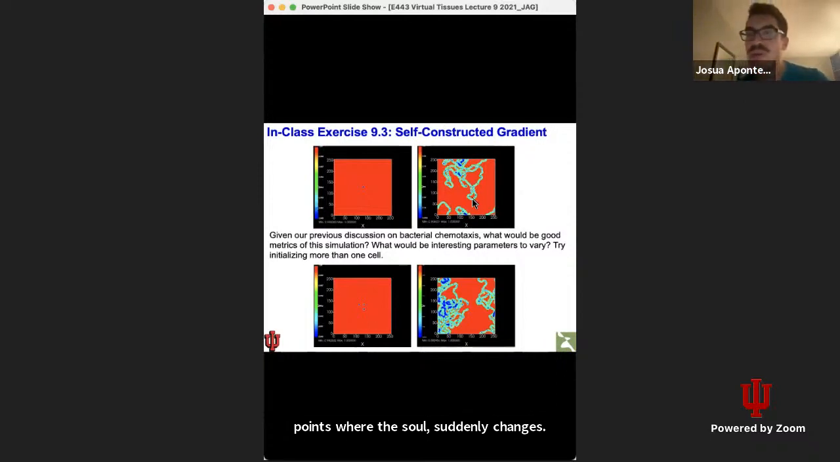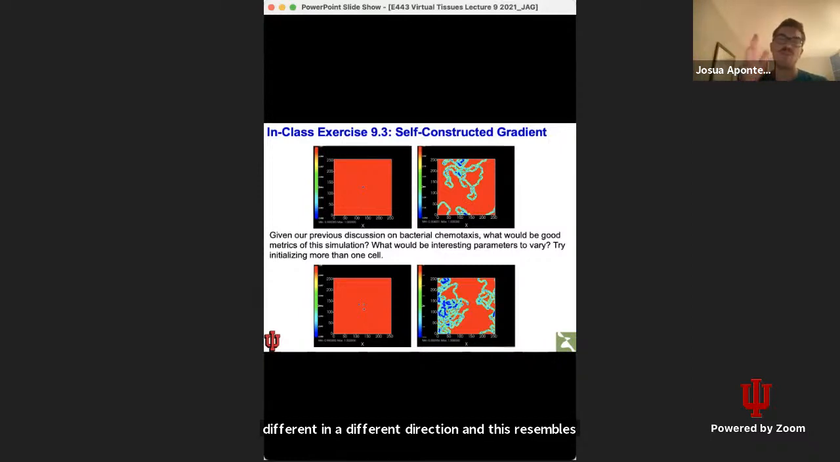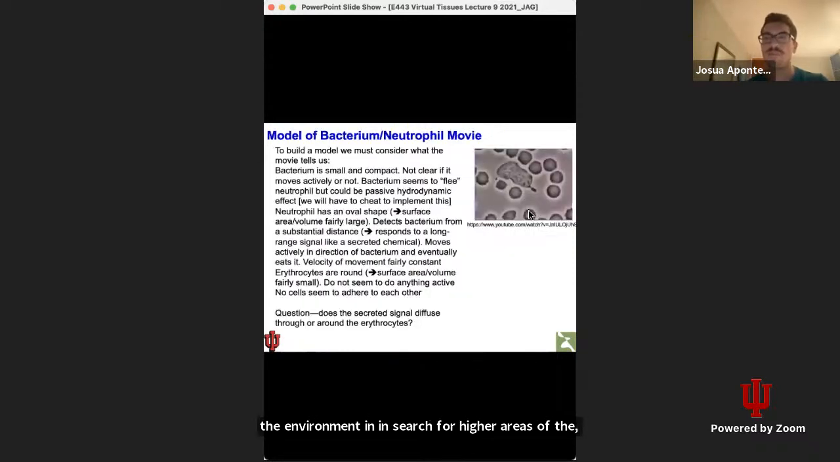This resembles bacterial movement, in the sense that bacteria have a combination of persistent movement in one direction and then tumbling, where they switch direction and start moving in a different direction. That allows the bacteria to explore their environment in search of higher areas of available nutrients.